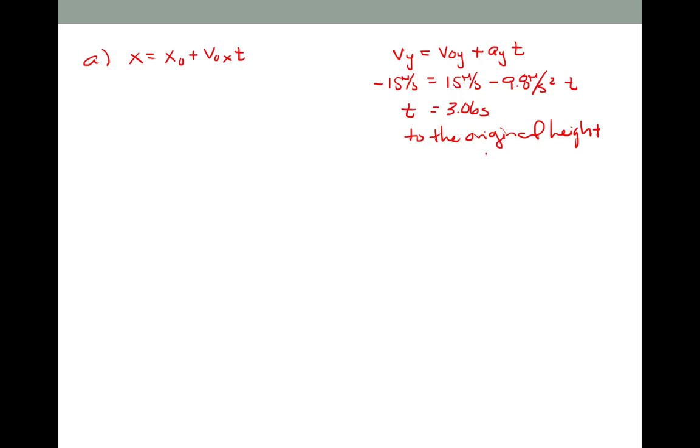Okay, now that I know t, I can come over and find the horizontal distance. Initial distance was 0. Initial velocity in the x direction was 26 meters per second, and I'm going to multiply that by 3.06 seconds. And that gives me a horizontal distance of 79.6 meters.